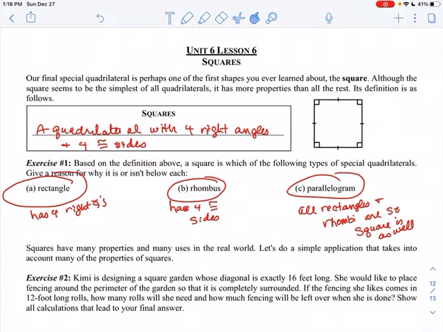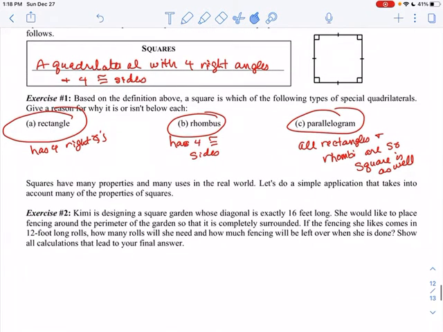All right, so square has all the properties, everything. Has many properties and many are used in the real world. Let's do a simple application that takes into account many of the properties of squares. Kimmy is designing a square garden whose diagonal is exactly 16 feet. All right, so I got a square garden. The diagonal is 16 feet.